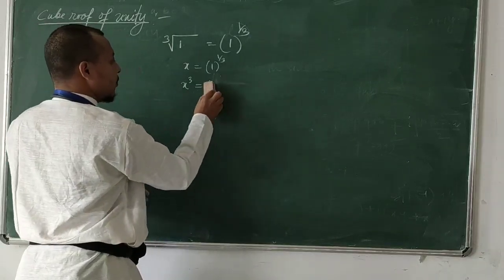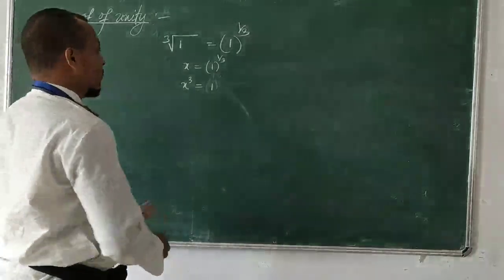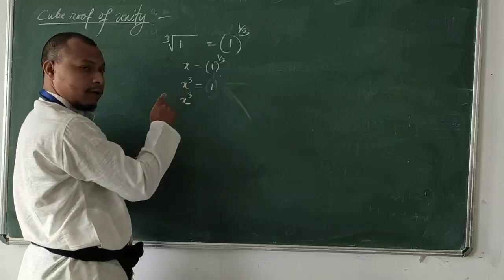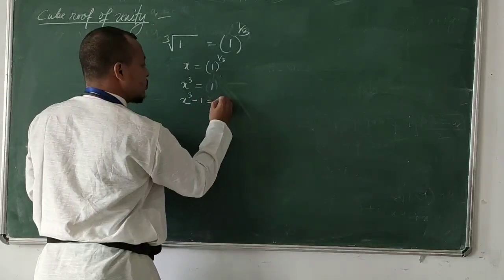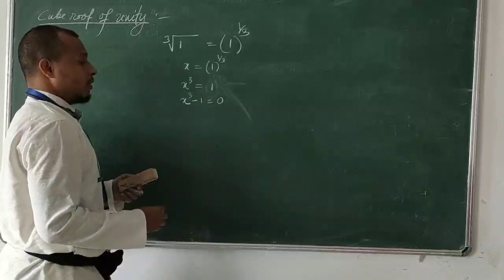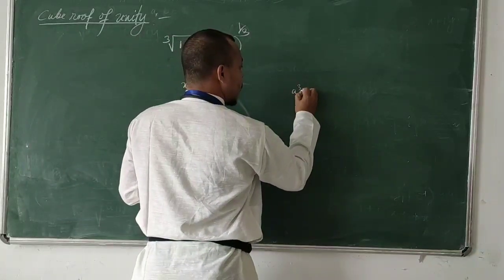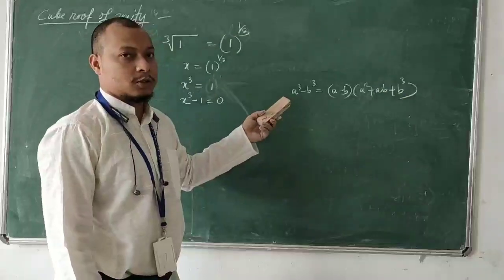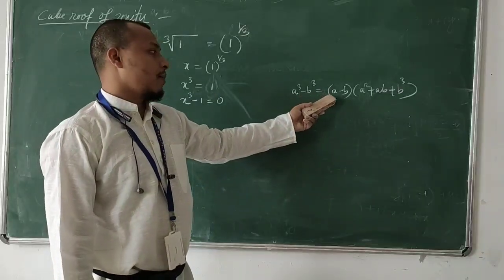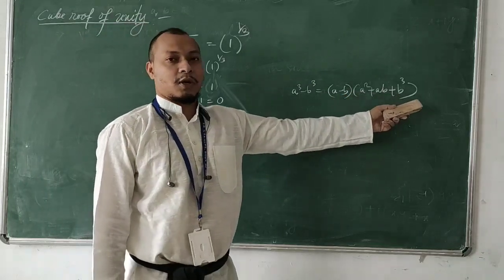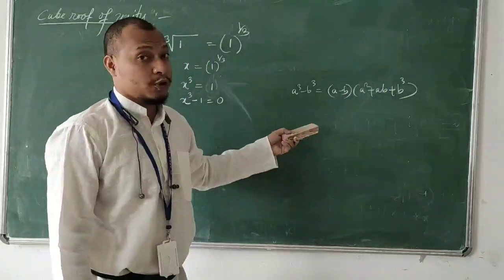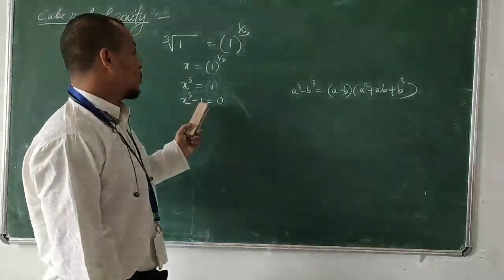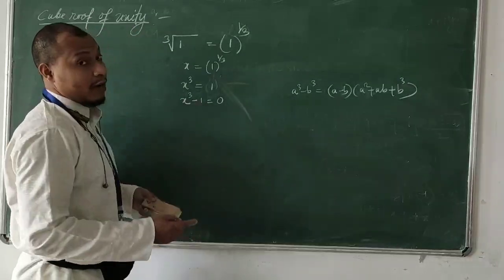So now x³ will be 1. Okay, x³ will be equal to 1. Now this 1, if you bring to the left side, it will become x³ − 1 equal to 0. And we know the formula a³ − b³ from school. a³ − b³ is equal to (a − b)(a² + ab + b²). We know this formula, so we are going to make use of it here. Here our a is equal to x and b is equal to 1.